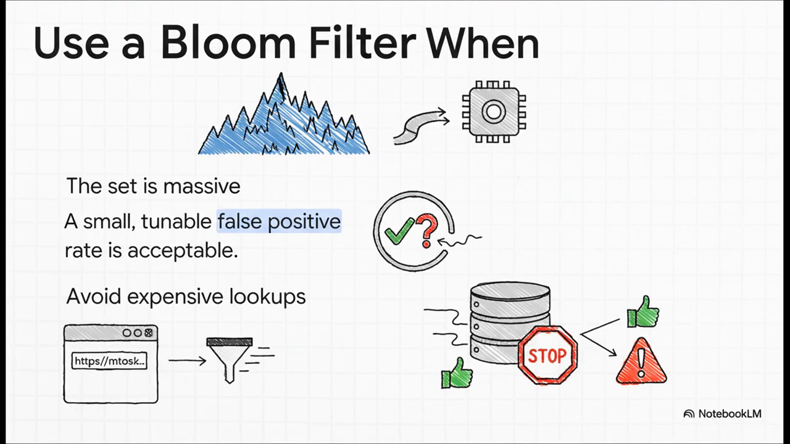You use it when you're dealing with a massive scale, and you need to be really frugal with memory. A classic use case is a web browser, checking if a URL is on a huge list of malicious sites. The filter can live right in memory and quickly say, definitely not malicious for almost every URL. It's only for that rare maybe that the browser has to do a more expensive check, like over the network.